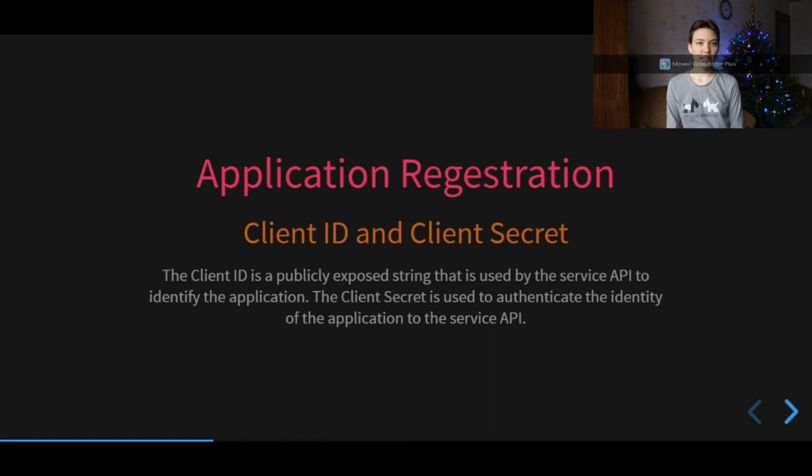And what is client ID and client secret? The client ID is a publicly exposed string that is used by the service API to identify the application. The client secret is used to authenticate the identity of the application to the service API.